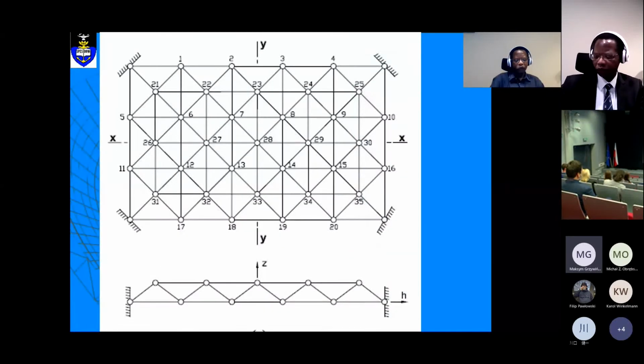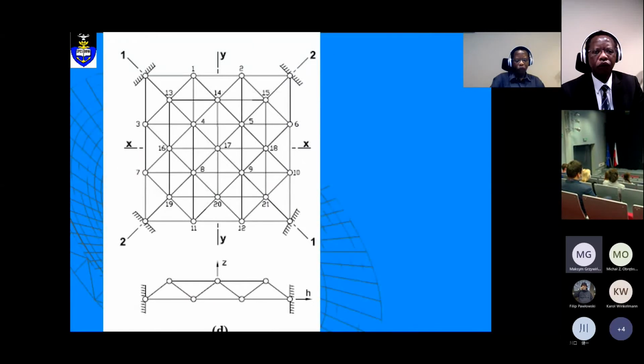This rectangular grid of square-on-square offset configuration has 35 free nodes, i.e. 35 degrees of freedom, and belongs to symmetry group C2V. Finally, we've got a square grid, also of square-on-square offset configuration, with 21 free nodes. It belongs to the symmetry group C4V.